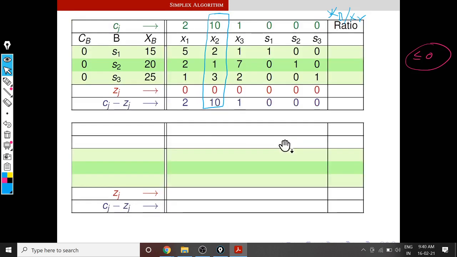So in this problem, some positive entries are there, so you can take the ratio. Here all the entries are positive, so we consider 15 by 2, 20 by 1, and 25 by 3. Which one is minimum out of these?